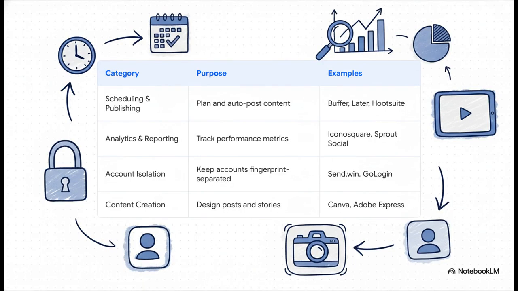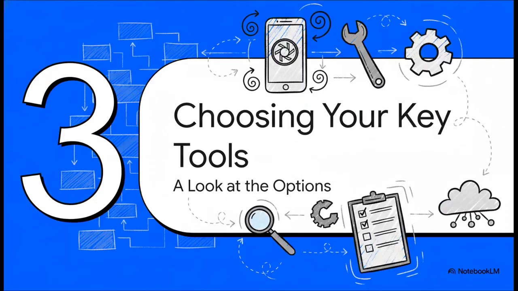Now, this is where it all starts to click. You've got your scheduling tools for pure efficiency, you've got analytics for your strategy, you've got content creation for the visuals, and then there's the one that most people forget, account isolation, which is all about security. To be honest, most professionals really do need a tool from each of these buckets to build a system that's truly going to last.